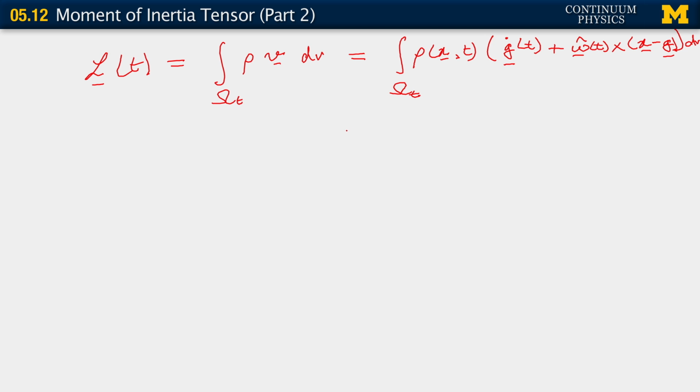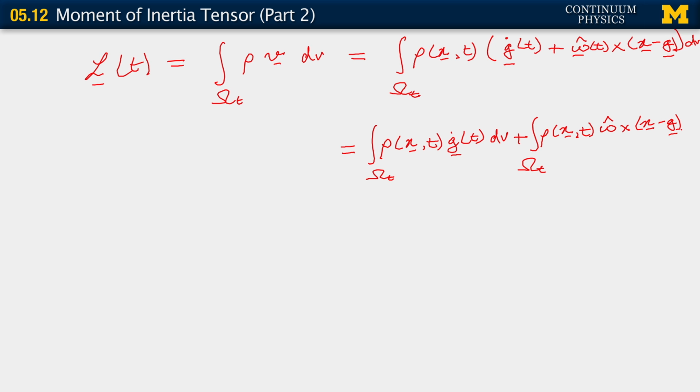Right? So we get the integral over omega t of rho of x comma t times g dot of t dv, plus the integral over omega t of rho of x comma t times omega hat crossed with x minus g, dv. Okay, right?